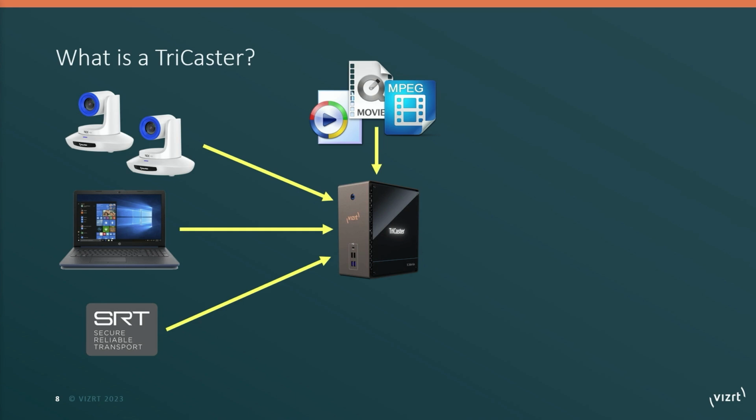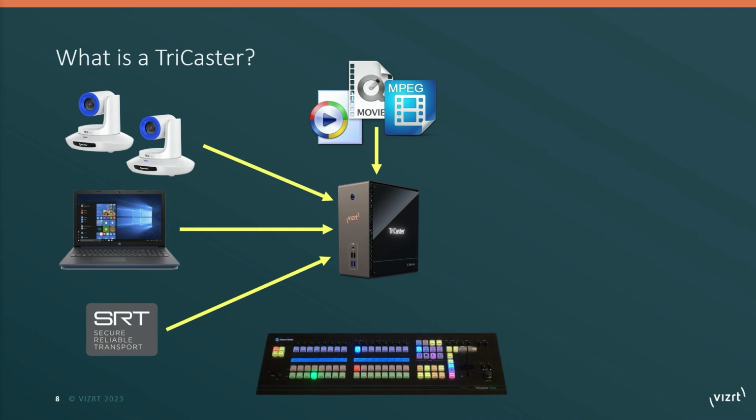Now, once you've got all this stuff coming in, we need to control it. This can be done using a keyboard or a mouse, or if you have a control surface, that can be connected in. And then this would be how you're going to choose the different sources you want, interact with the different layers, and make whatever adjustments are necessary to get the final output that you're looking for.